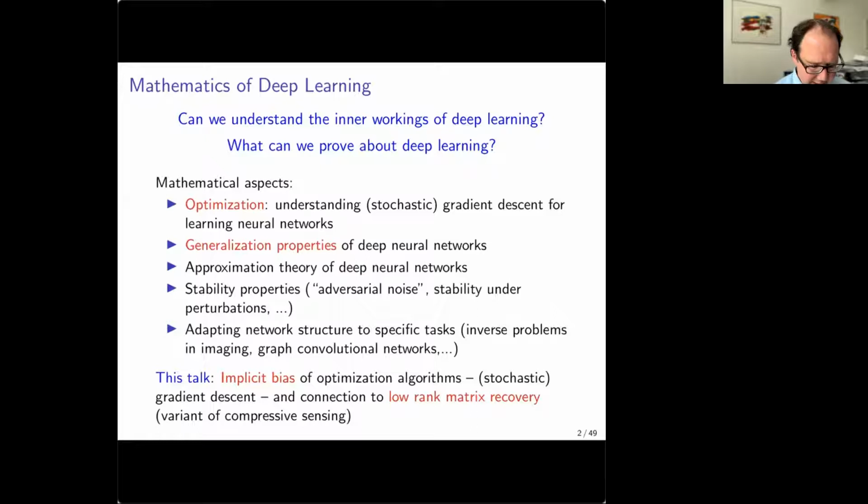And so we will actually look at what is called the implicit bias of certain optimization algorithms. So namely gradient descent or stochastic gradient descent, and sometimes we will actually do some abstraction and actually consider the gradient flow. We will actually see a maybe unexpected connection to low rank matrix recovery and to compressive sensing.